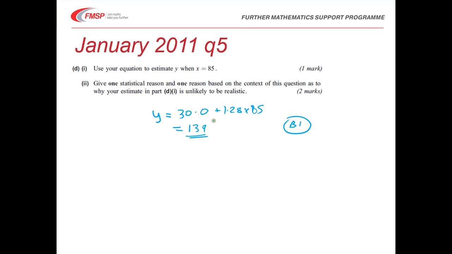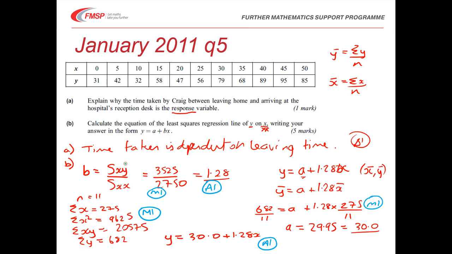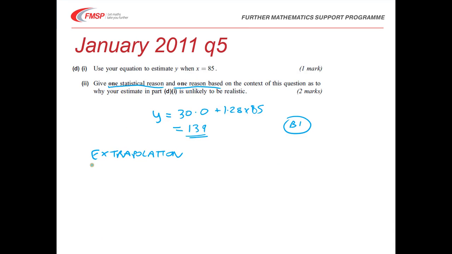Part 2, give one statistical reason and one reason based on the context of the question as to why it might be unrealistic. So the statistical reason is we're actually doing something called extrapolation, which we're not really allowed to do. Let me go back to my data to show you. Extrapolation means that you are outside of your data set, and we can see that your data set is between 0 and 50. So I've used a value of 85, so we are extrapolating. So we're not really allowed to extrapolate.